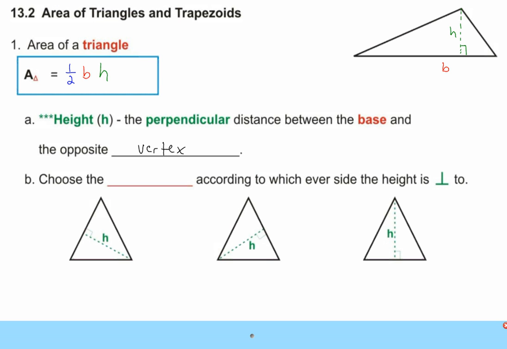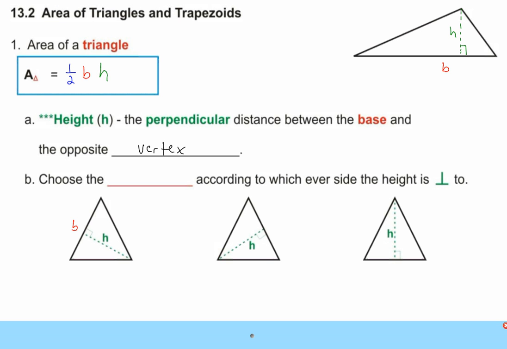You got to pick which one is the base. So on 3, I want you to tell me bottom, left, or right. Here we go. 1, 2, 3. Left, and that is correct. That's got to be the base if that's the height.